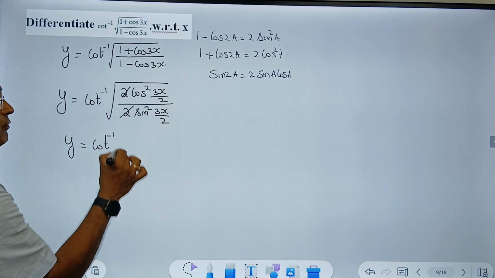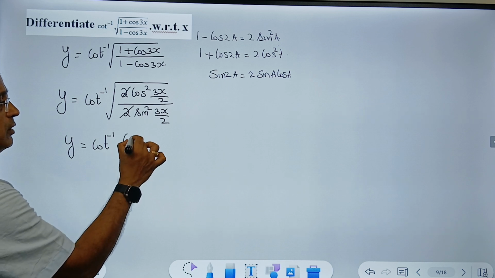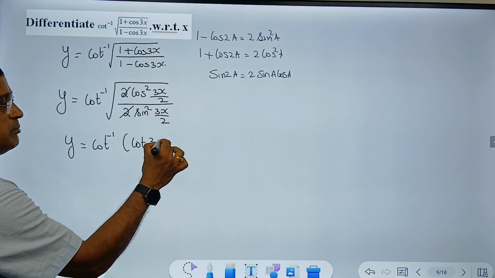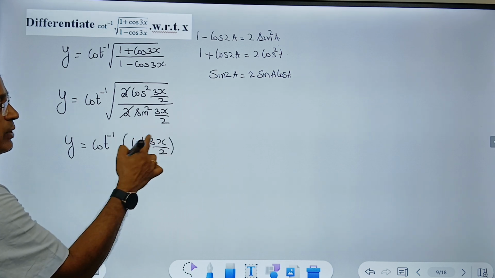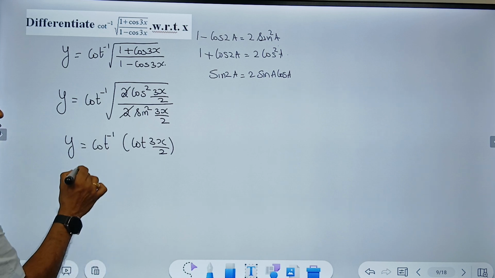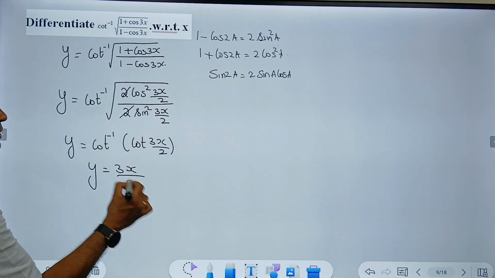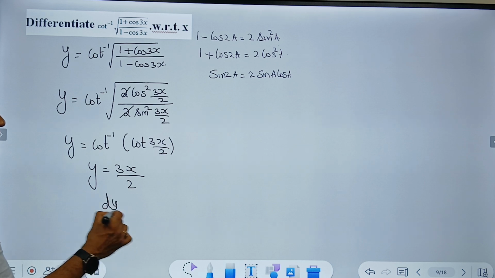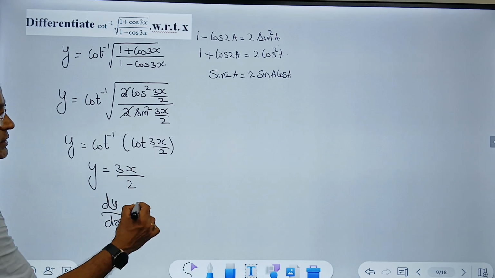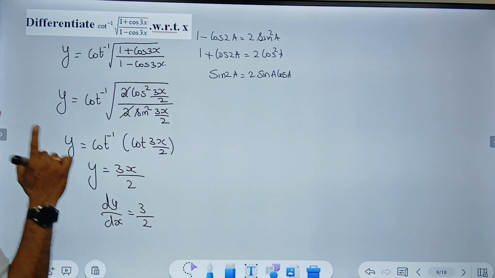Cot inverse of, this is nothing but cot 3x by 2. I'm removing the square root, the square will go. So y equal to 3x by 2. This becomes so simple. Now what is differentiation of this? 3 by 2 is a constant and differentiation of x is 1.